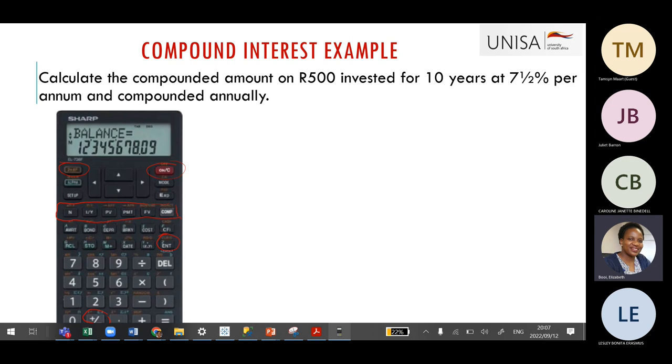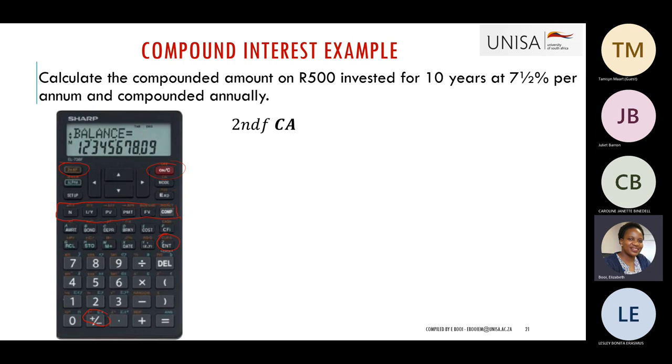All right, so it's very important, I'm not sure where you lost me actually, but anyway, you need to make sure that you write the steps down. So the first step in using your calculator is always clearing your calculator. I forgot to also include the mode button. So you're going to press second function, and then press the mode button where there is CA on top. That is the first step every time you start doing any calculation.